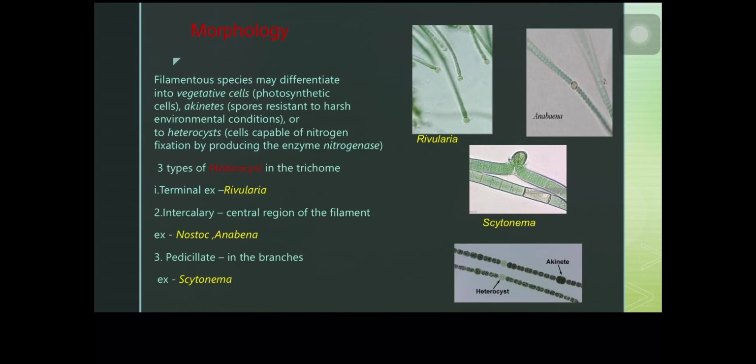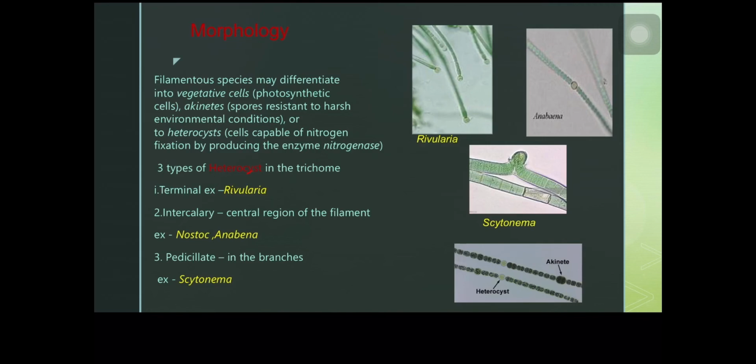So the pore with the polar nodules is present in the heterocyst. Based on the position of the heterocyst in the trichome, they are terminal, located at a terminal portion of the filament. Example, Rivularia. Intercalary, if the heterocysts are located in the central region of the filament, then that position is called intercalary.